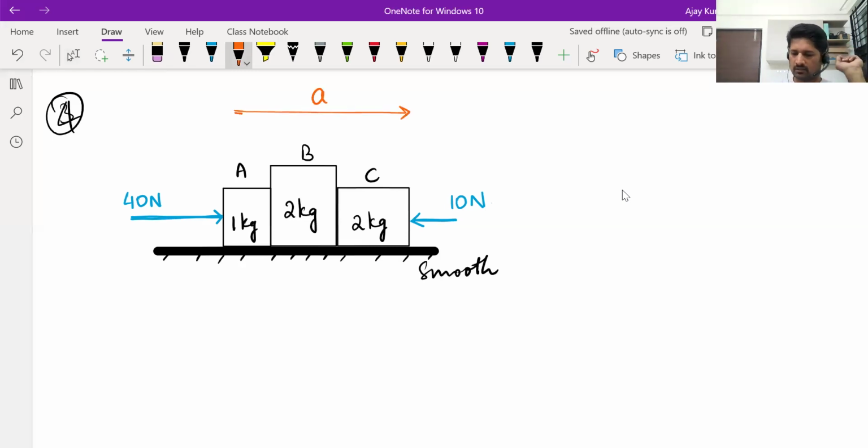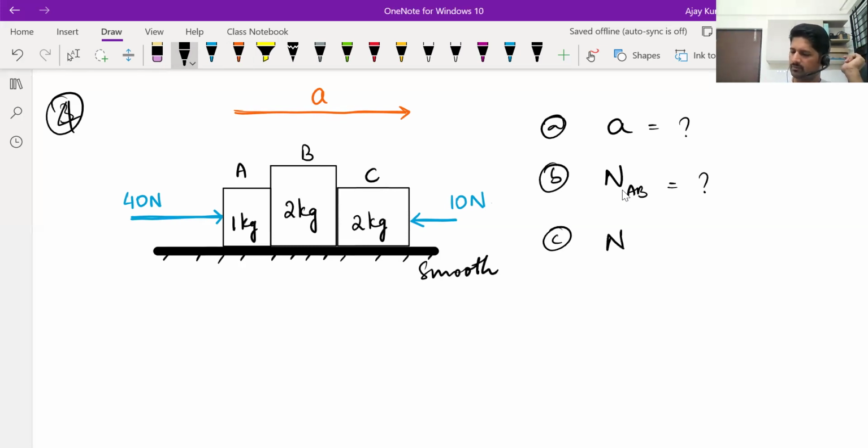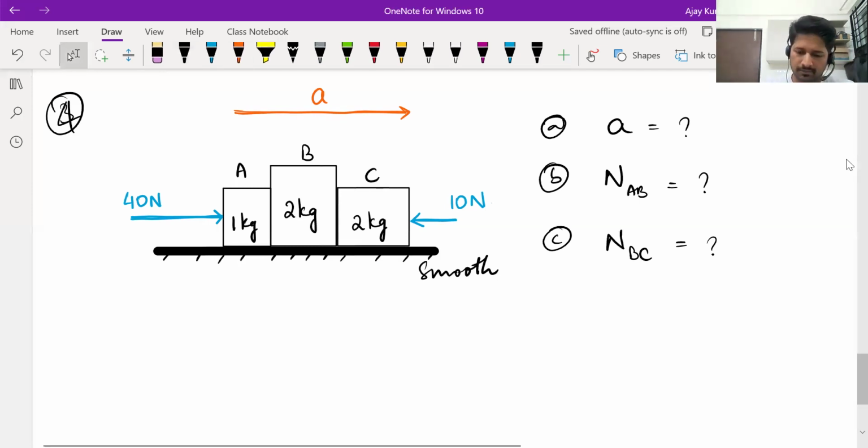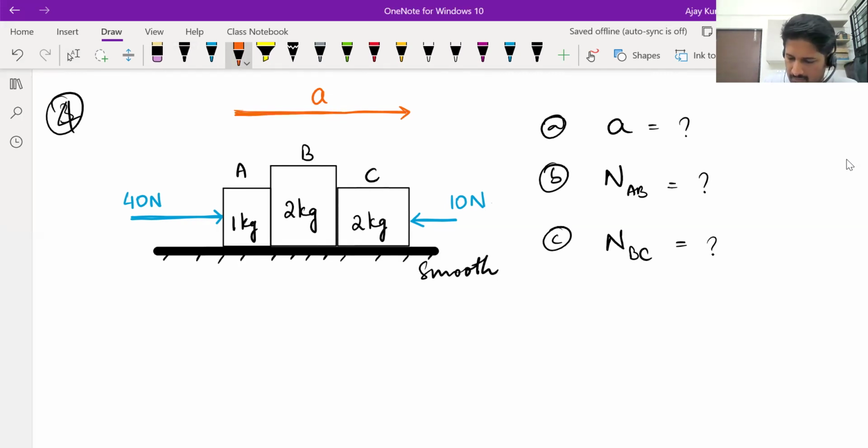Okay. Now the question again is similar. What is the acceleration with which the blocks move? What is the normal force between A and B? And how much is the normal force between B and C? Do this quickly, all of you. Type all 3 answers together in chat.